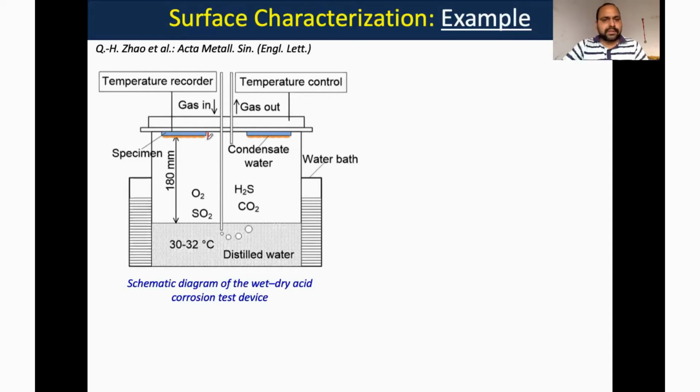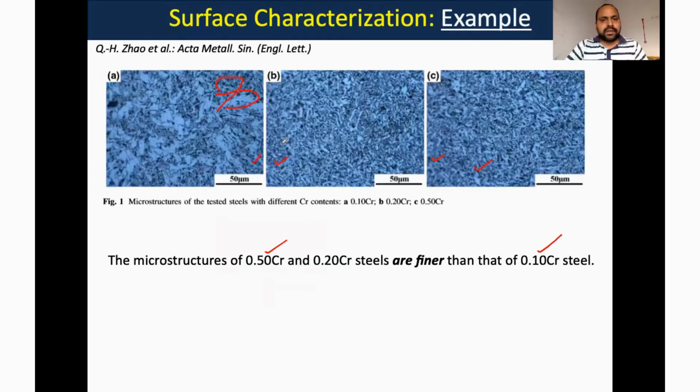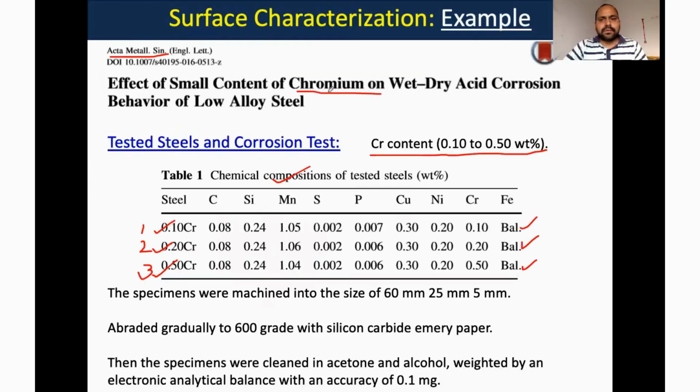The sample is not in direct contact with the liquid, so that's why it's wet and dry. A gas inlet is there, so they are basically inserting oxygen and sulfur dioxide gas. In this case this is basically distilled water. A water bath is there, so sometimes the condensed water also goes up and drops, and that's why, if you see the title, it is wet and dry acid corrosion.